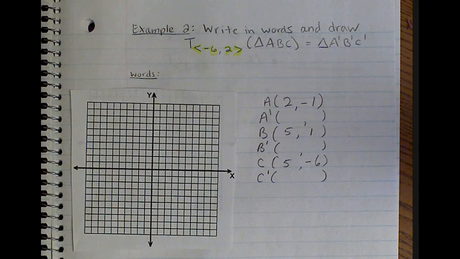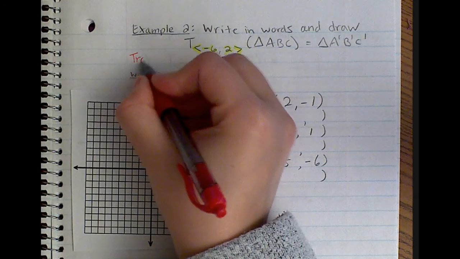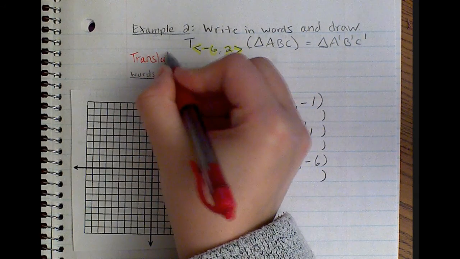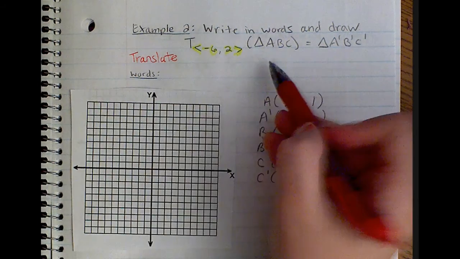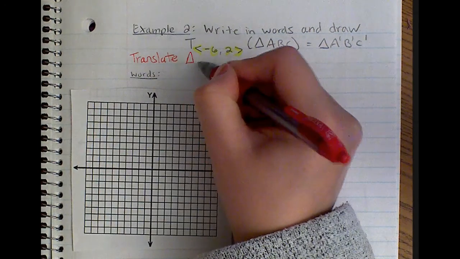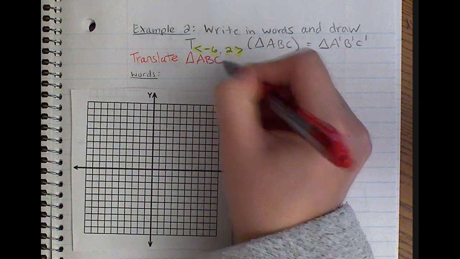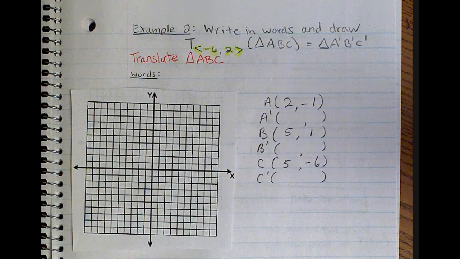All right, example 2 says write in words and draw. So we need to figure out what this notation is telling us. So capital T means translate. What are we translating? Triangle ABC. Translate triangle ABC. And now we want to explain what that vector is telling us.